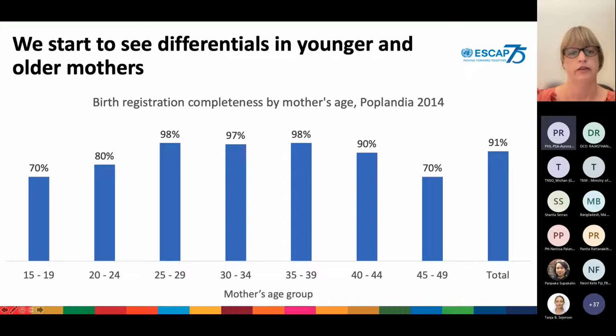So let's say that this is our result, and we're looking at birth registration completeness by the age of the mother in 2014. One of the first things that we see is that there does seem to be a differential for younger mothers. The rates are lower. They go up pretty high, and then as mothers age, they start to go down again. So we do see for very young or very older mothers that there does seem to be a differential in birth registration.